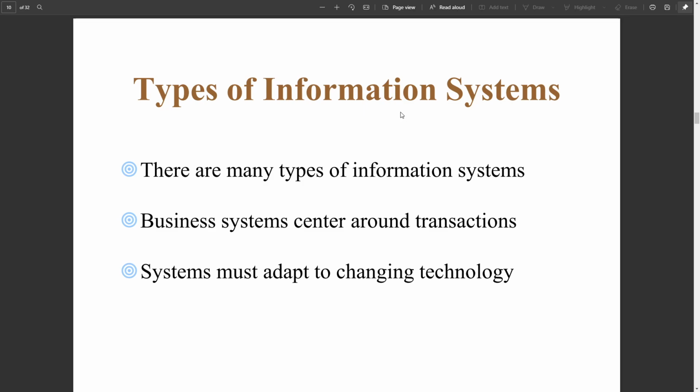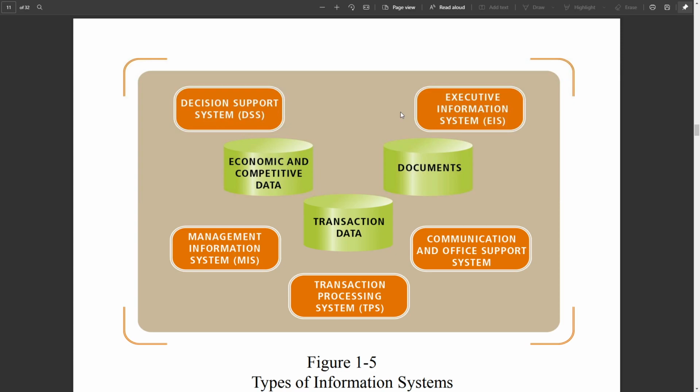Kaya merong systems updates palagi. And if there's new technology and tingin natin na pag-iiwanan na tayo, naging slower na siya, ganon, and there's a better technology out there, then yun yung time na gagawan siya ng bagong platform. So these are the types of information system. So merong decision support system, executive information system, management information system, and transaction processing system, and communication office support system.